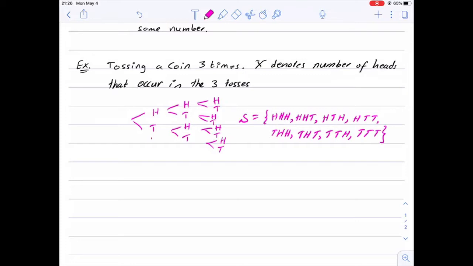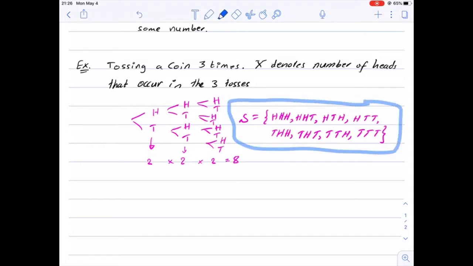We have 8 outcomes because the number of outcomes of the first toss is 2. The number of outcomes of the second toss is 2. The number of outcomes of the third toss is 2 because we only have head or tail, and using the counting principle we just multiply these numbers of choices of each stage, so we get 8. That means we have 8 outcomes here in the sample space.